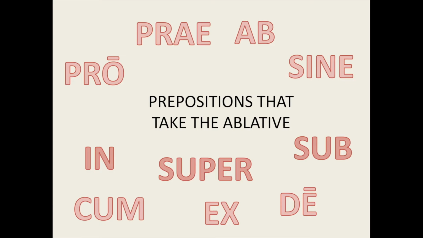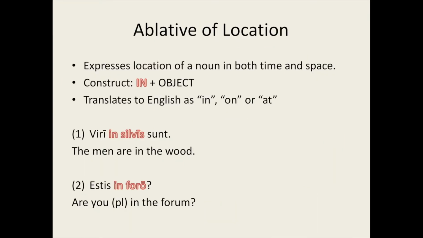The prepositions in, sub, and super can either take a noun in the ablative or one in the accusative. When these prepositions take nouns in the accusative, they signify motion. When they take nouns in the ablative, they do not. They simply convey location. For example, when super takes a noun in the accusative, it can mean above, beyond, or on top of. With an ablative, super means concerning.